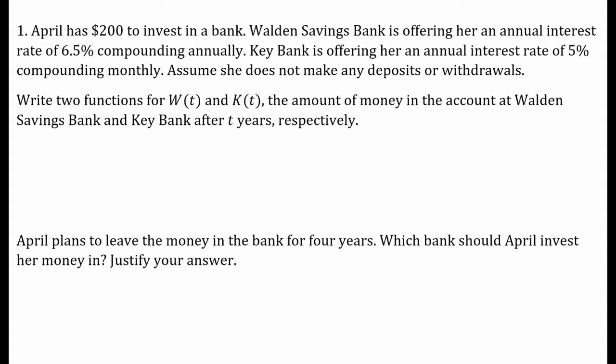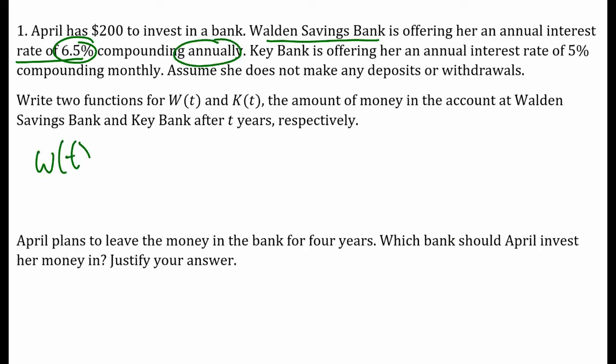interest. Write two functions for W of t and K of t, the amount of money in the account at Walden Savings Bank and KeyBank after t years respectively. So first let's deal with Walden. Walden Savings Bank is offering her an annual interest rate of 6.5% compounding annually.